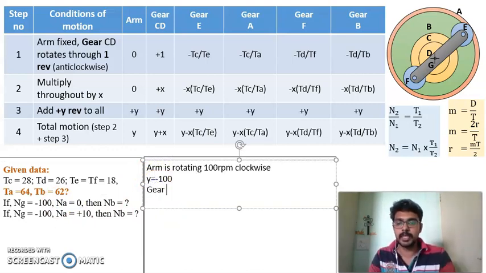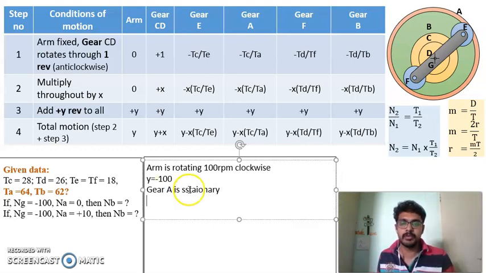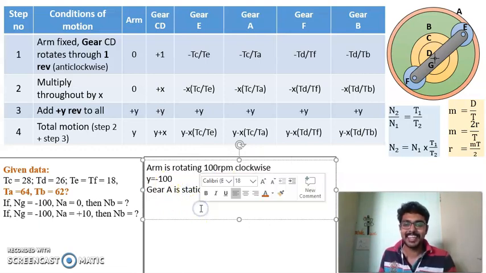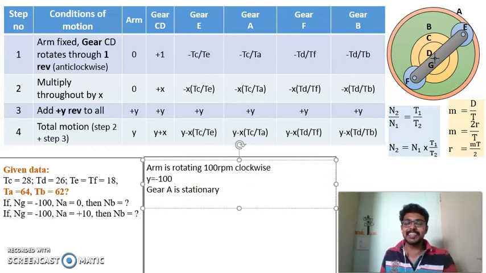So let me just enter it over here. Gear A is stationary, which means a spelling error. Is the spelling correct? S-T-A-T-I-O-N-A-R-Y, stationary. Yeah, I think it is correct. So gear A is stationary, which means N suffix A is equal to 0.